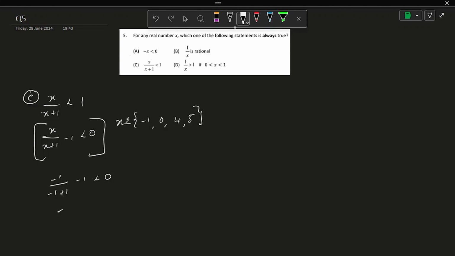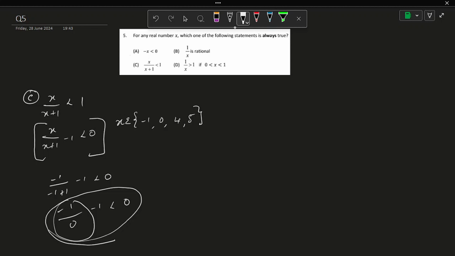Well, this breaks the system because this is neither less than 0 or greater than 0, which means it's not always true. This system is not always true because this breaks the system. This -1 divided by 0 makes everything break, right? So this is not always true.